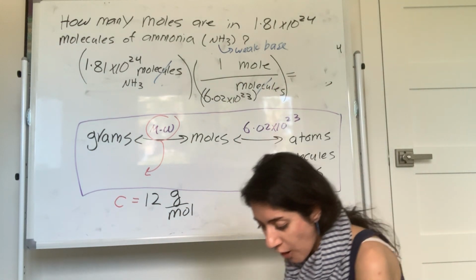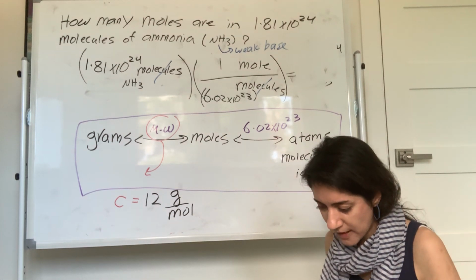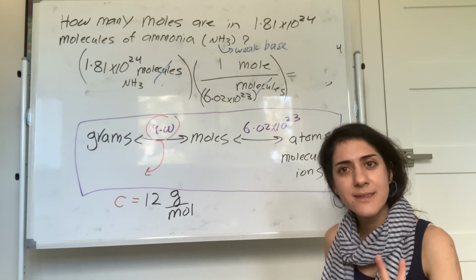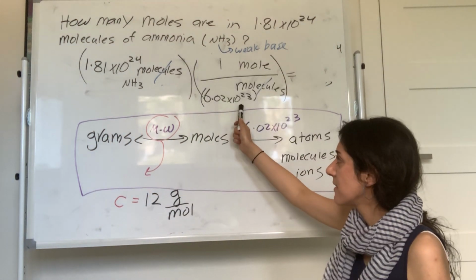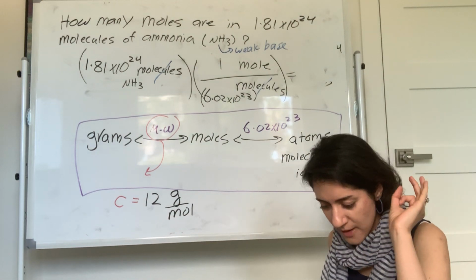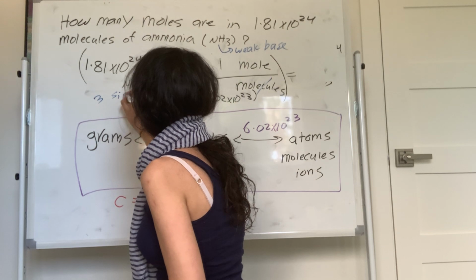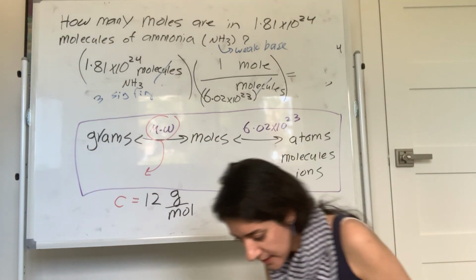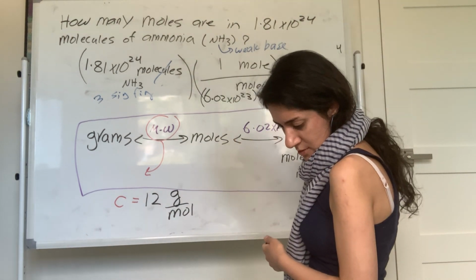Now, how many sig figs should my final answer have? My final answer should have 3 sig figs, because I have 1, 2, 3 here. This is an exact number, so it doesn't count. You guys agree? So my final answer should have 3 sig figs.